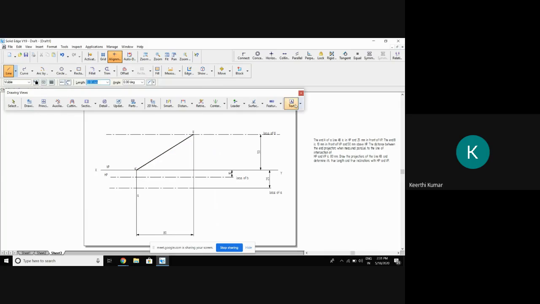So what is the name of this line? I'll write right here. This line is the apparent line. That's all. No need to write in the test. This time, for your reference, I'm writing. Apparent length, I got to know.